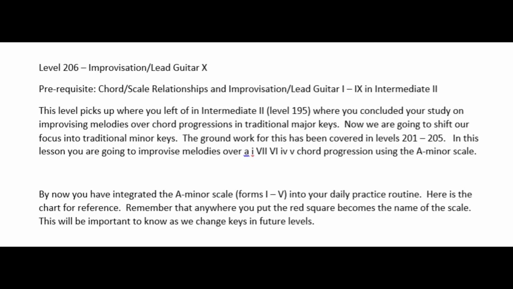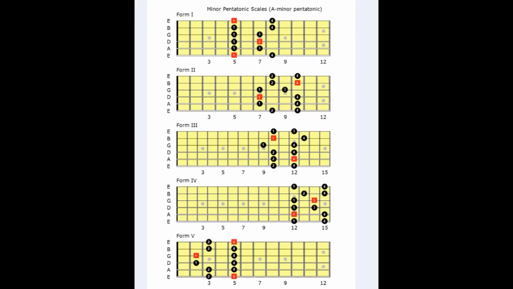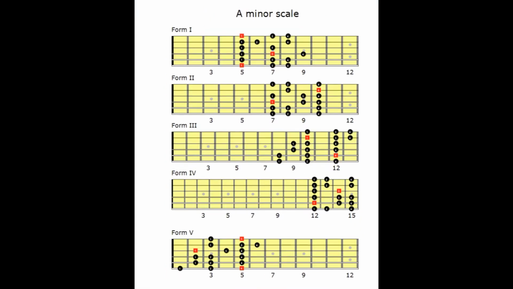And so moving forward, we've set the stage in levels 201 through 205 to get you playing lead guitar in traditional minor keys. To do that, we're going to need our minor scale and our minor pentatonic scale. Since our backing track has been written in the key of A minor, we're going to need our A minor scale and our A minor pentatonic scale. I posted those in this level as a review. You should already know these by now, but I've got them here just in case you need them.